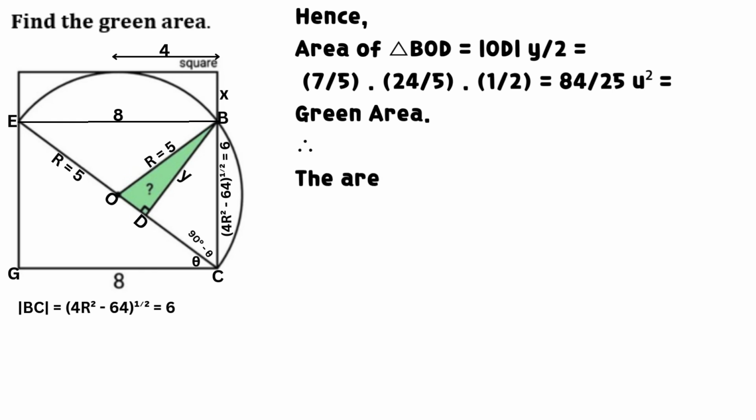Hence, area of triangle BOD equals half of line OD multiplied by Y, which equals 84 divided by 25 in square units. This result equals the green area. Therefore, the area of the green region equals 84 divided by 25 in square units.